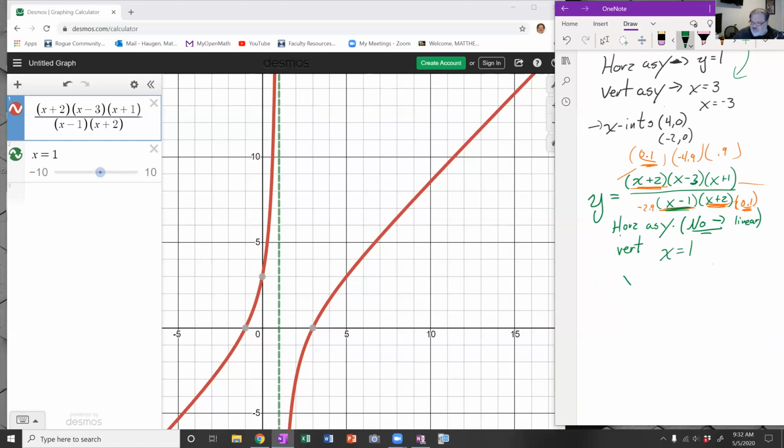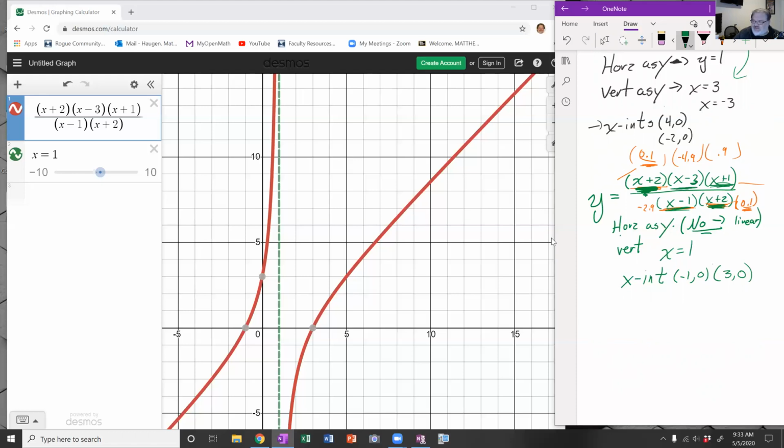Okay, what about x-intercepts? Where are our x-intercepts? -1 and 3. Well, that is coming from our numerators, right? But why isn't there an x-intercept at the -2? Same reason there wasn't an asymptote for the vertical. Yeah, it's being canceled by this, right?